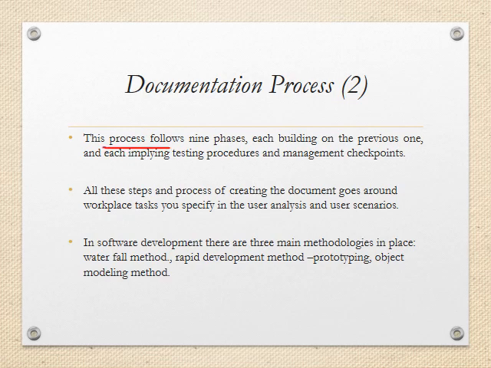The process follows in 9 phases, each building on the previous one. مثل ما حكينا سابقا انه كل واحدة من هذول الفيزز ال9 phases بتعتمد على اللي قبلها. فور اكزامبل حتى اقدر اعمل editing I have to have الفيرست درافت، وحتى اقدر اعمل الفاينل درافت I have to have editing and reviewing before that. I can't do field evaluation unless I have الفاينل درافت.